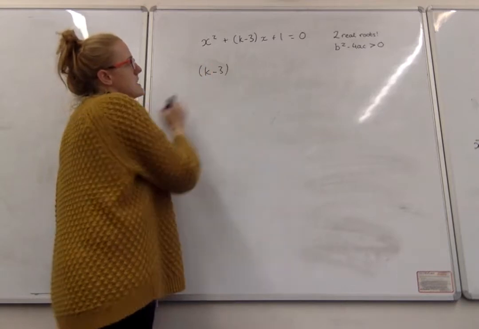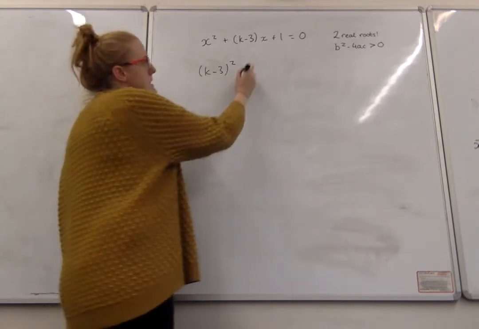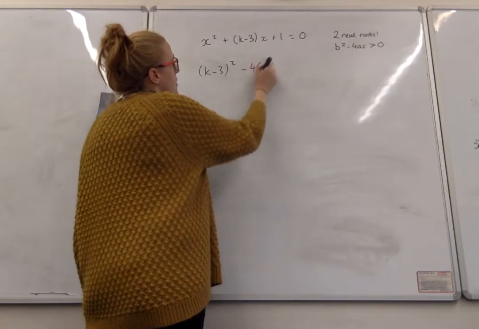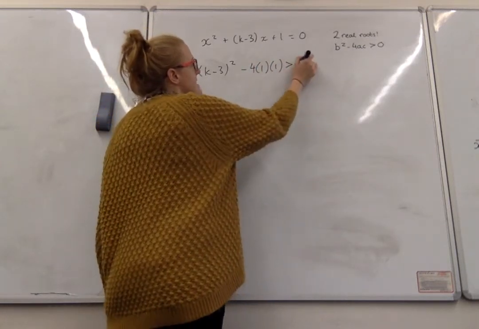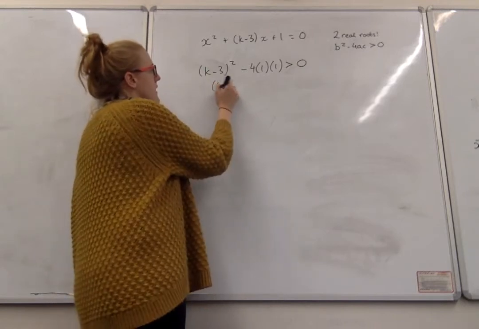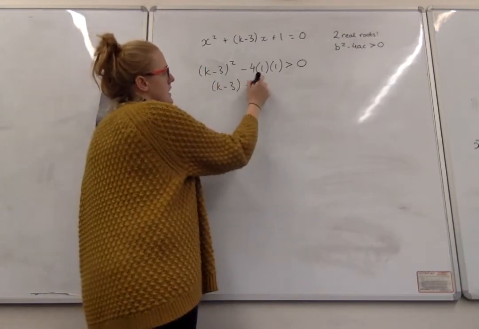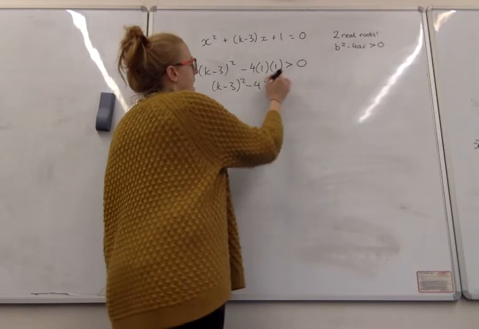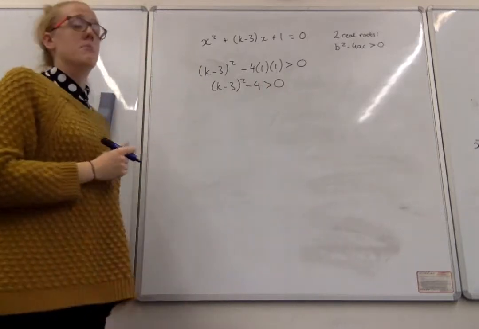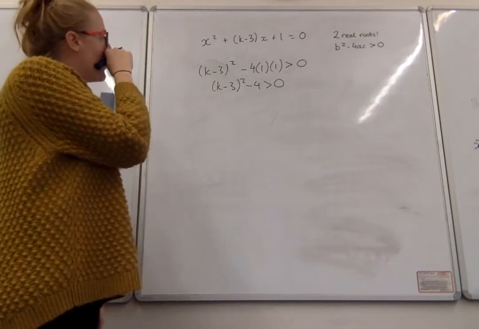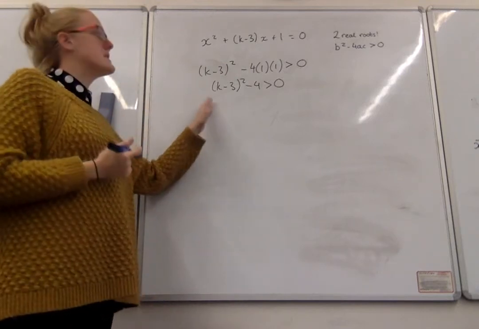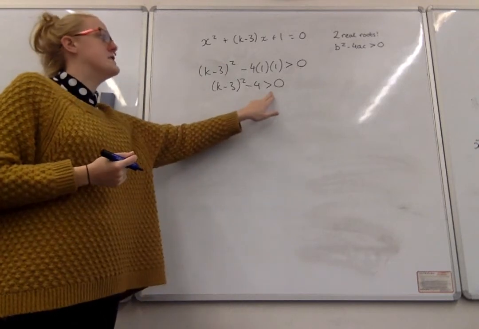So this is my b and I'm going to square it. I'm going to take away 4 lots of a, lots of c, and we know that that is equal to 0. So far, what I've got is a quadratic, which is already in complete square format. Luckily for us, that may come in useful. Now, what I need to do is establish for which values of k this is bigger than 0.